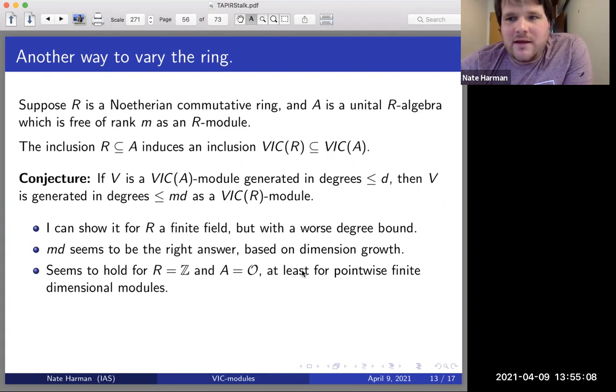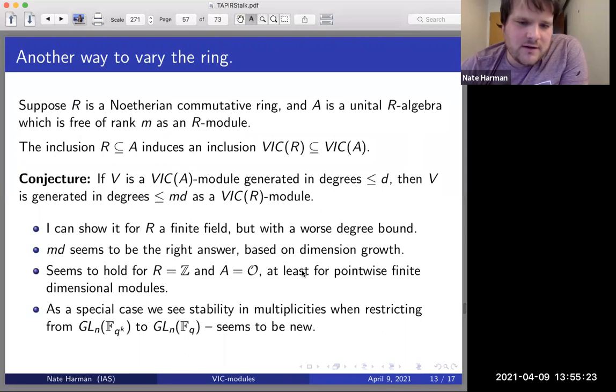But the problem with these things is always that I don't have things like pointwise finite generation. Pointwise finite dimensionality means you can't work with free modules. So it makes things harder. So I don't know how to approach this for these rings yet.